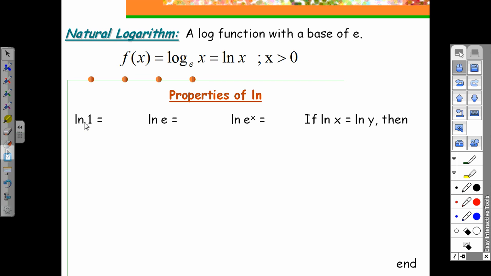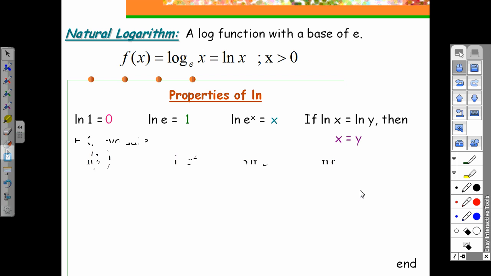The natural log of 1, these follow the same properties that we just talked about. The natural log of 1 should be 0. The natural log of e is 1. So remember, this could be rewritten as log base e of e, or log base e of 1. Natural log of e to the x, well, this could be written as log base e of e to the x, so that's just going to be x. And then if the natural log of x equals the natural log of y, well then x equals y.